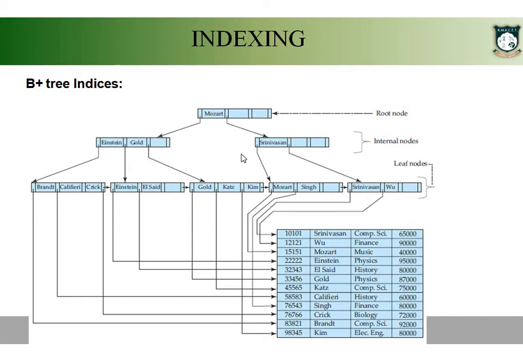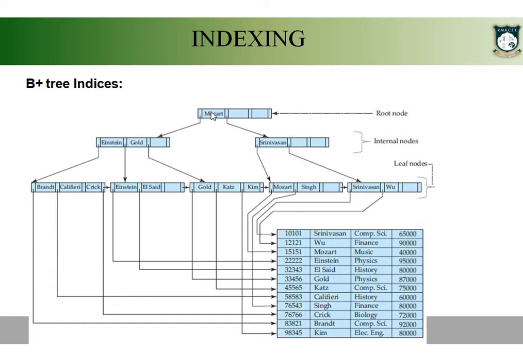Now let us really understand the purpose of this B+ tree indexing and how it works. Say, for example, I am just looking for the Mozart instructor record. What I have to do is start searching from the root node of the tree. In the root node, I have one key, Mozart, and I am also looking for the Mozart record. So the value I am looking for should be available only in the second child. So I come to the second child.